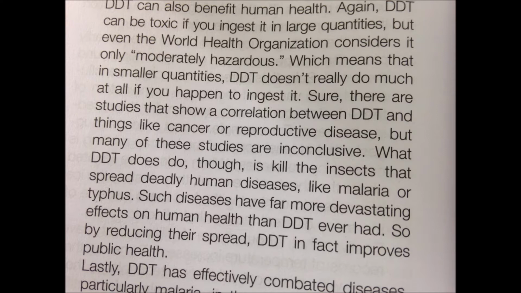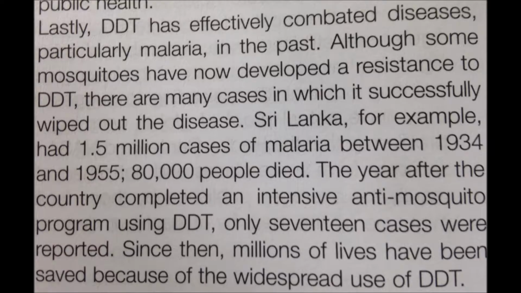Lastly, DDT has effectively combated diseases, particularly malaria, in the past. Although some mosquitoes have now developed a resistance to DDT, there are many cases in which it successfully wiped out the disease. Sri Lanka, for example, had 1.5 million cases of malaria between 1934 and 1955. 80,000 people died. The year after the country completed an extensive anti-mosquito program using DDT, only 17 cases were reported. Since then, millions of lives have been saved because of the widespread use of DDT.